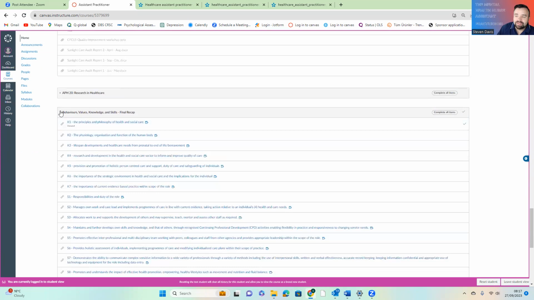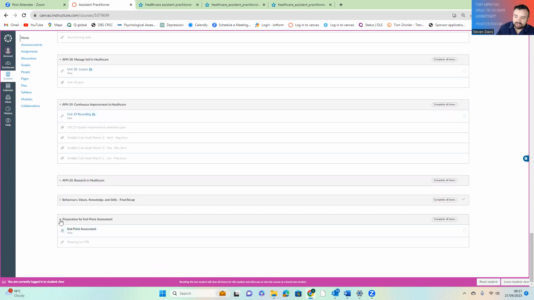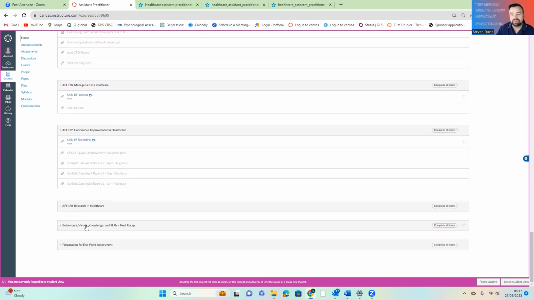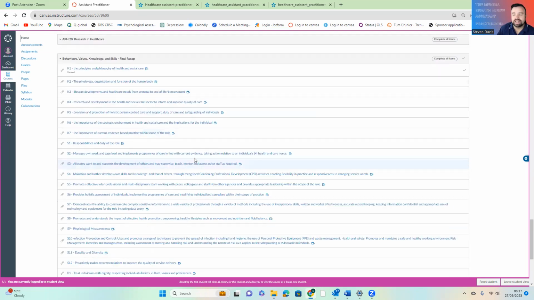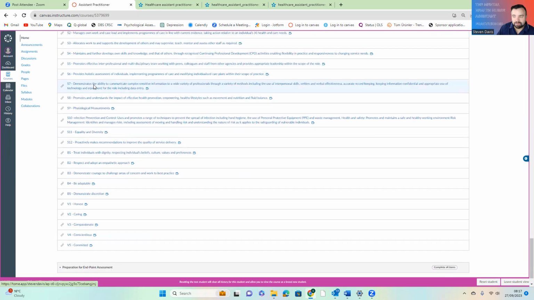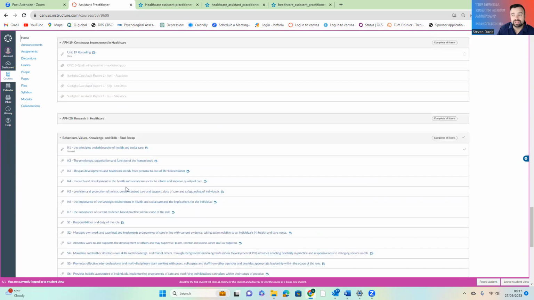Now, at the bottom, to cover the skills, knowledge and behaviours as a final recap, I've added PowerPoint presentations for all of those skills, knowledge and behaviours which you need to cover. So this is like a super recap. So just before your EPA, run through that and make sure you've got yourself up to date.